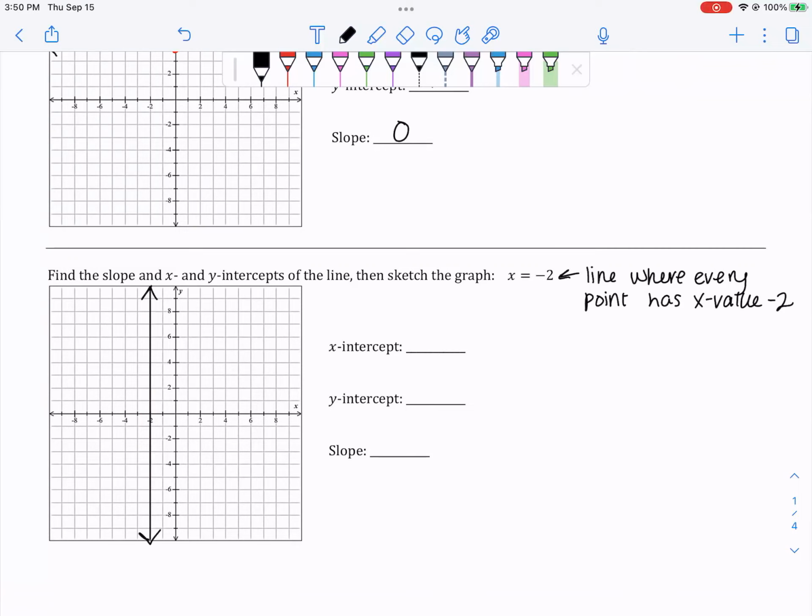Let's do some examples using the slope formula. Our slope formula is y2 minus y1 divided by x2 minus x1. So we're finding the slope between points. We have two sets of points here, x1, y1 and x2, y2. We're going to plug them into our slope formula right here.